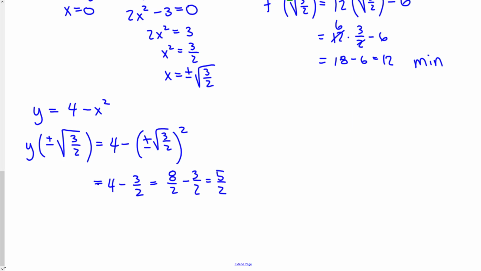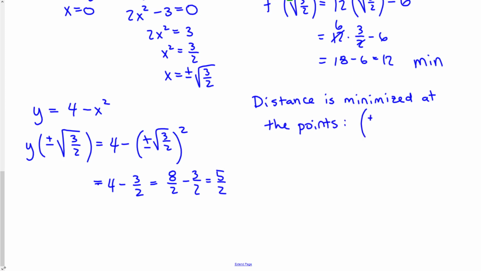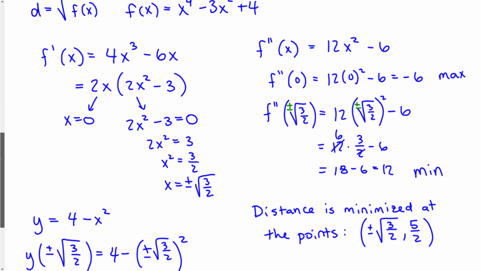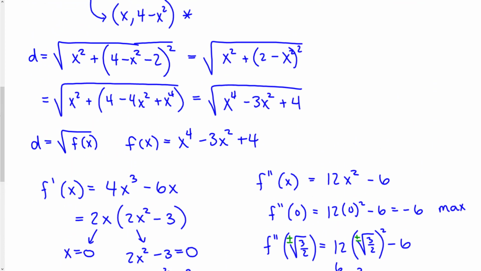So the distance is minimized at the points plus or minus square root of 3 halves, comma 5 halves. And if you want the minimum distance, then what you would need to do at that point is plug into this formula right here, which gives us the minimum distance.